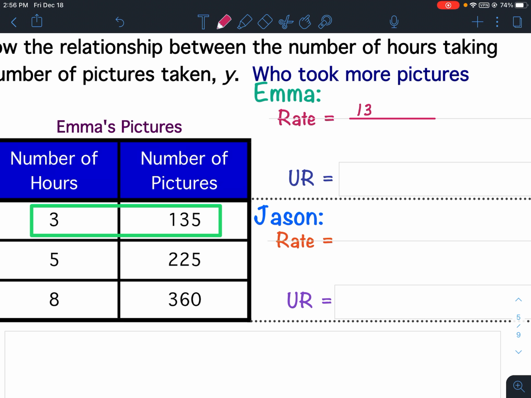So to go from rate to unit rate, you divide. So if you divide those numbers, you would get 45 pictures per hour for Emma's unit rate. Pause your video and get all that written down.